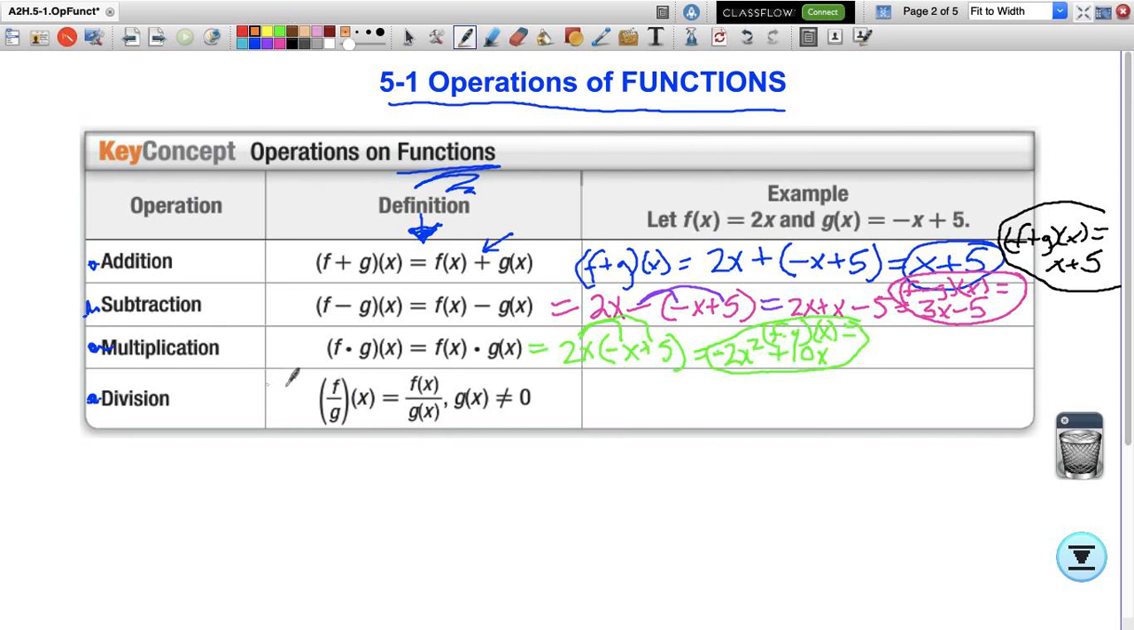Let's look at our last thing we're going to cover. (f/g)(x) equals f(x) divided by g(x). Which again, this is just a notation piece. This is going to be f divided by g. Now here they did put this little piece. They're saying that g(x) cannot equal 0. And you might be like, well, why would you need to write that?